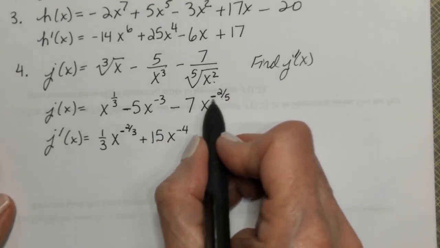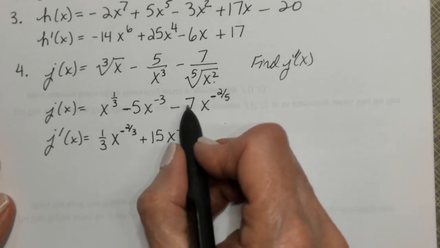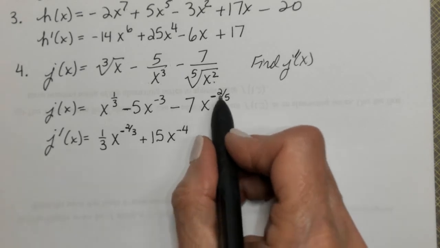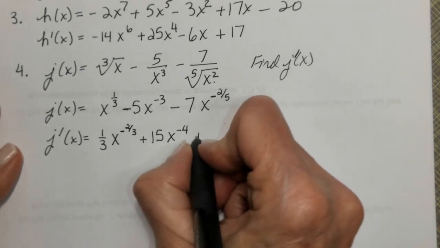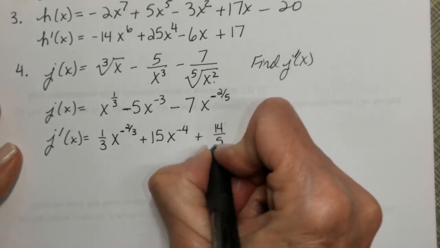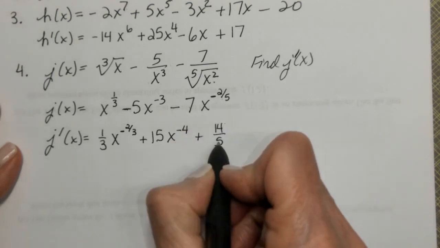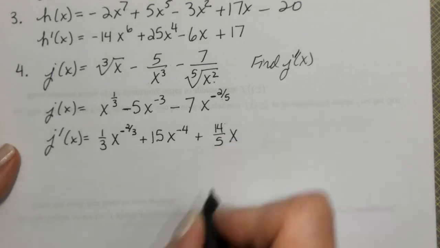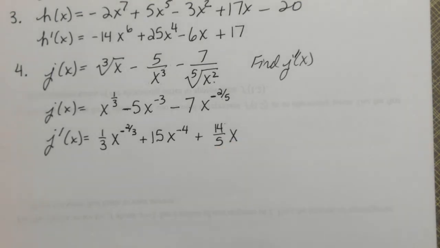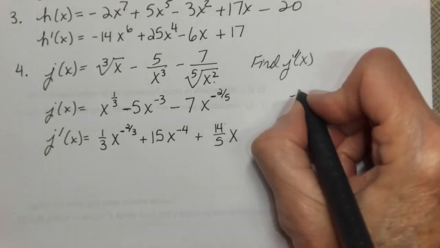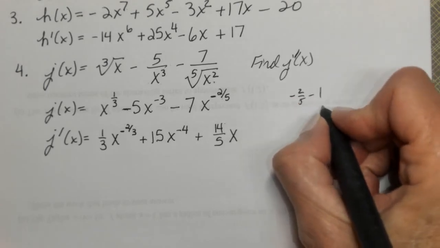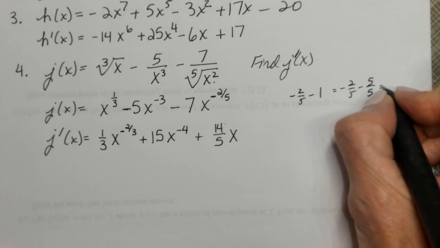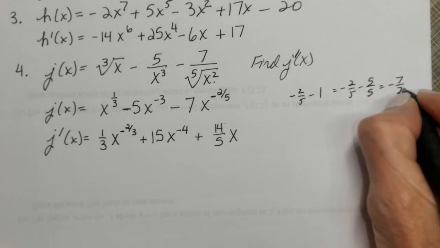Power times your coefficient. Okay, well, it'll be a positive because a negative times a negative is a positive. 7 times 2/5 is 14/5. 7 times 2 divided by 5. 14/5. X to the negative 2/5 minus 1. Negative 2/5 minus 1 is negative 2/5 minus 5/5. That is negative 7/5.